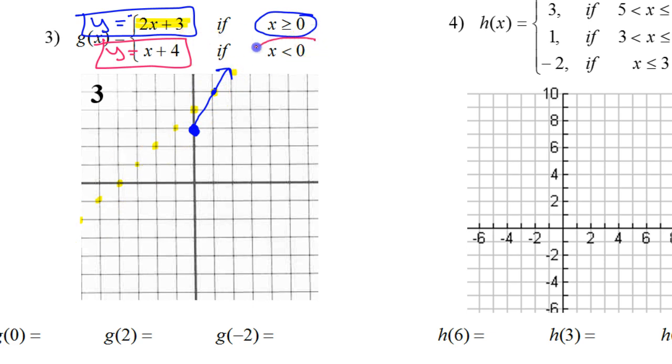But I'm only interested in the part of the graph where the x values are less than 0. Even though it says less than, start at 0. We will show that it's not equal to 0 by making it an open circle. So this yellow dot right here is the one that is at 0. So we will make this an open circle.